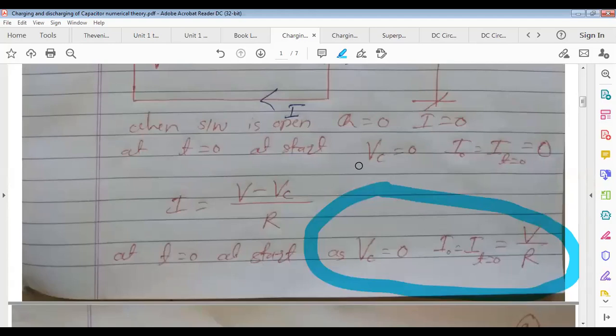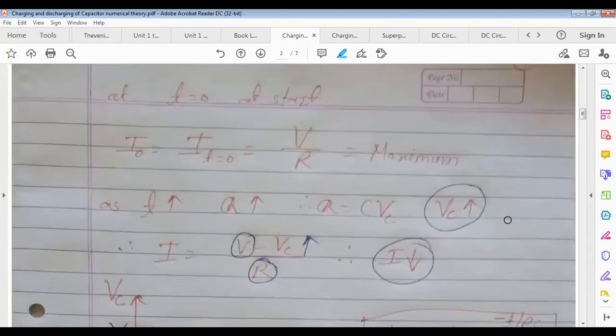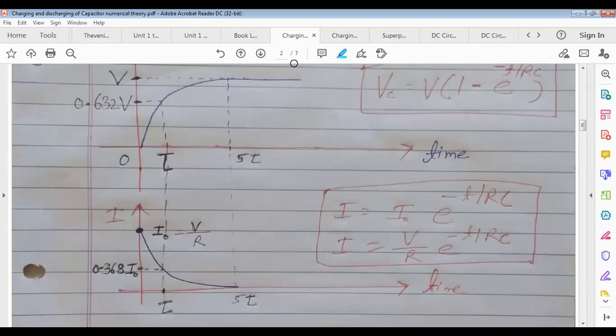Okay, during charging, what is the voltage across the capacitor? Means during charging at start, what is the voltage across the capacitor? 0. What is the current at start? Maximum, V by R. Why am I telling you to keep the graphs in your mind? Because once you keep the graphs in your mind, you can answer all the questions.